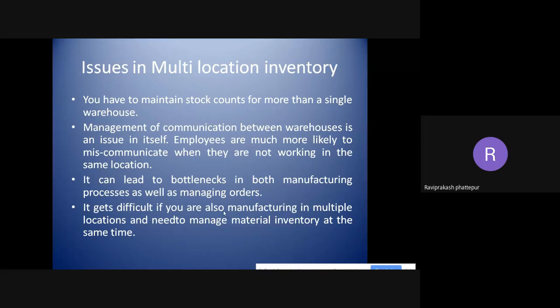Then comes issues in multi-location. So you need to maintain stocks. You need to make sure an apt amount of stock is present in all the warehouses. That means we need to spend more money to keep the inventory.